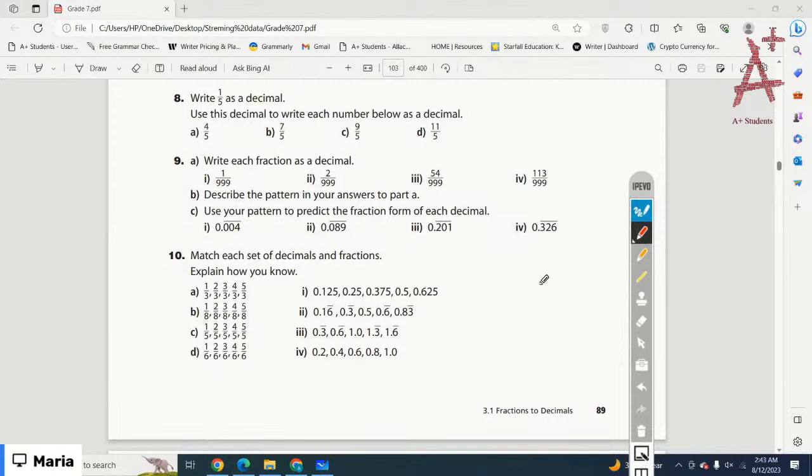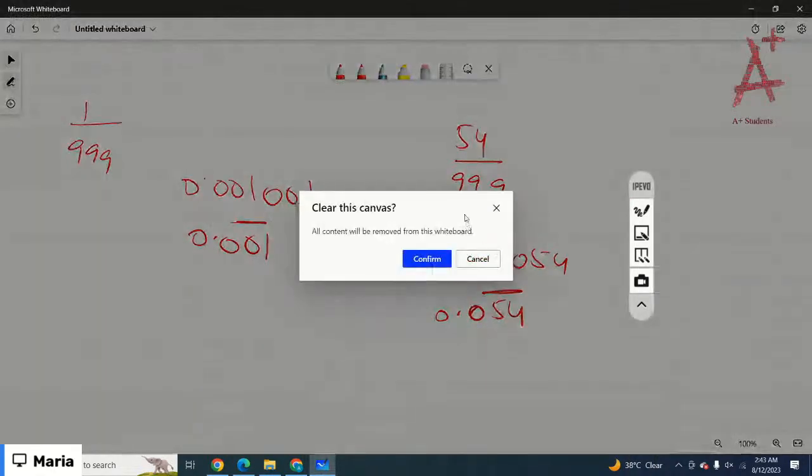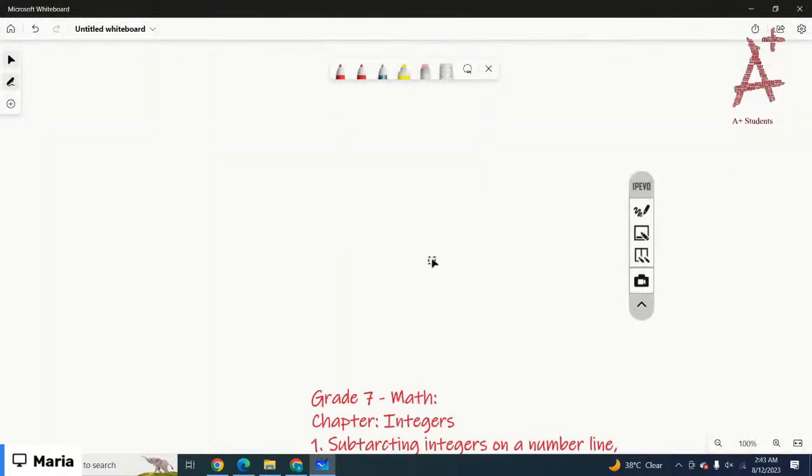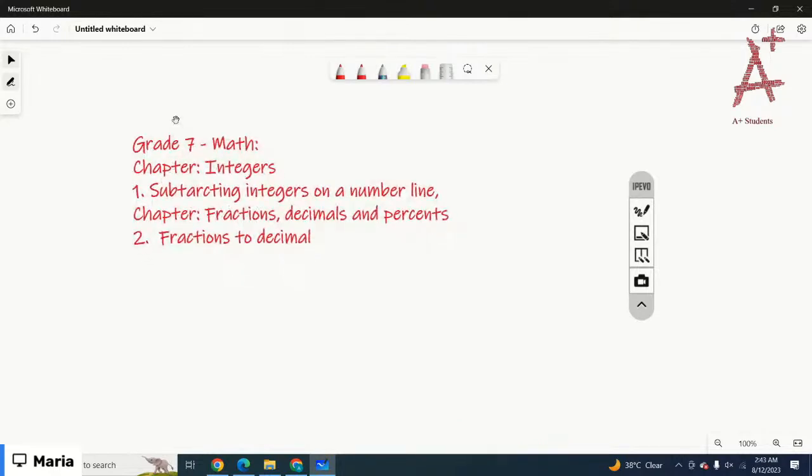Okay, so we're working on grade 7 math. We have started with chapter 2. We did lesson 2.5, subtracting integers on a number line. Then we've started chapter 3 from the book, that is fractions, decimals and percents, and the lesson we have covered from the chapter is fractions to decimals. So please make sure before the next session you try all the questions I skipped.